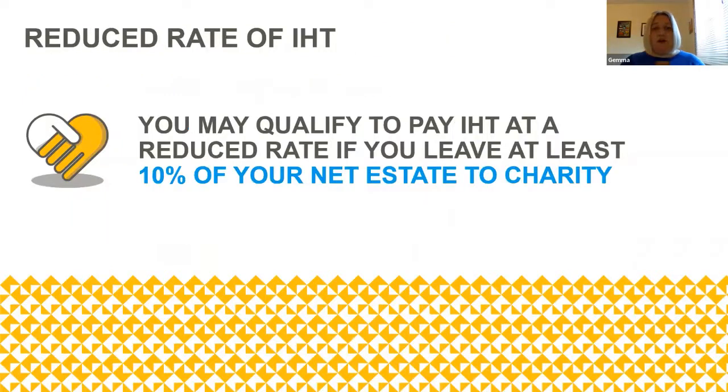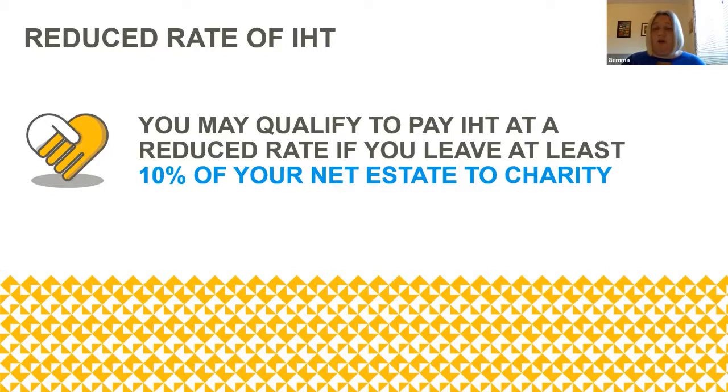The other thing that I wanted to go over again in the short period is the reduced rate of inheritance tax. Again, for those that are charitably minded amongst you, if you were to give away 10% of your net estate to charity, then that actually reduces the level of inheritance tax paid on the balance of the estate. So on an estate of £2 million, you leave £200,000 to charity, you will only pay tax at 36% on the balance of the estate.